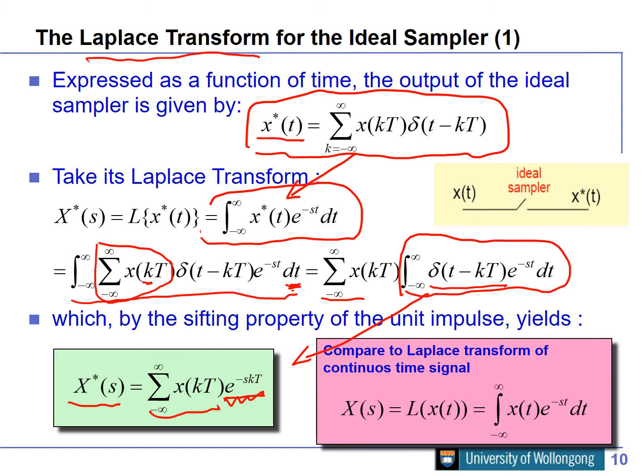And we compare to the Laplace transform of the continuous signal. This is the Laplace transform definition. Do you see anything similar here? What is this one compared to this one? This is sampling, and this is the Laplace transform of the continuous-time signal. Quite similar, right? One is the summation, and the other one is the integration, and t just becomes kT. Well, sT becomes skT. So these two are very similar.